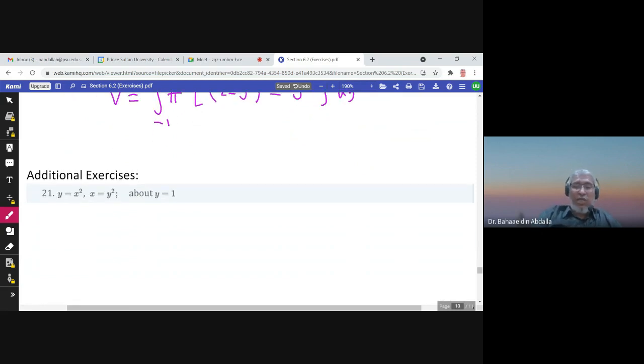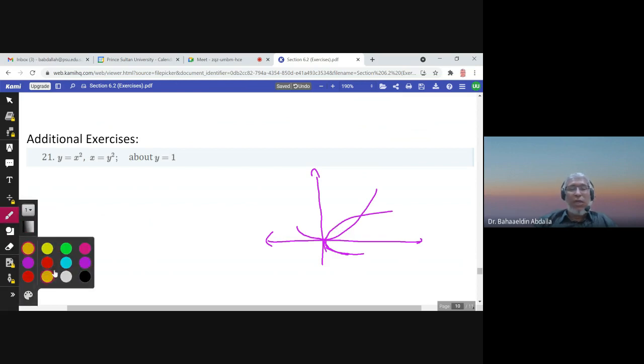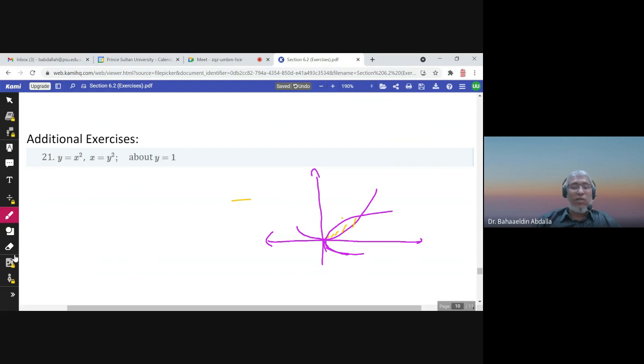Now these are additional exercises about y equals 1. Well, y equals x squared, we know the graph, and x equals y squared. So this is y equals x squared, and x equals y squared is like this, a horizontal parabola. So it is this region. And it's about the line y equals 1. We would like to know the intersection point. It's (1, 1), but let us make sure that it is (1, 1), or learn also how to find the intersection points.